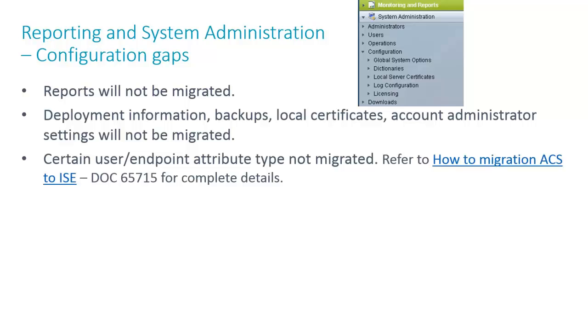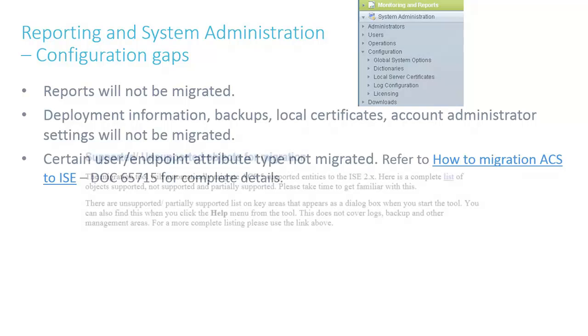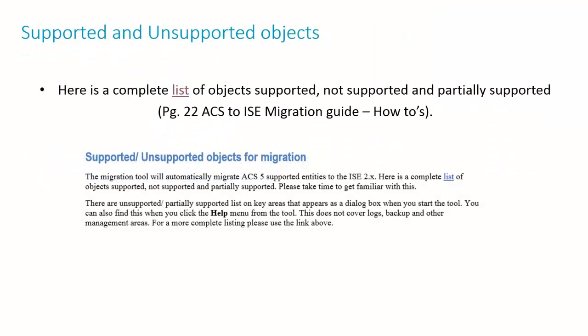For those who are looking for specific objects supported, unsupported, or partially supported, there are two places where you can go. One is the How To guide. Page 22 would cover that. And the second one is the migration tool. When you open up the migration tool, this would be the first or the second screen that you will be looking at. It has all the information related to objects supported and unsupported.